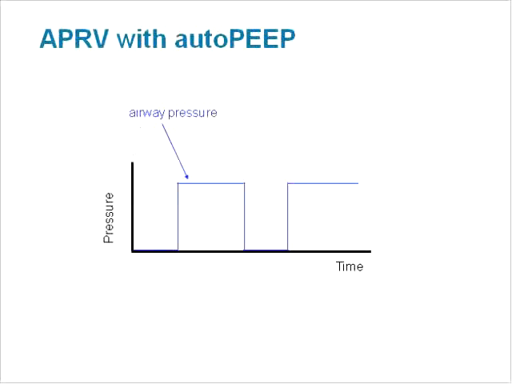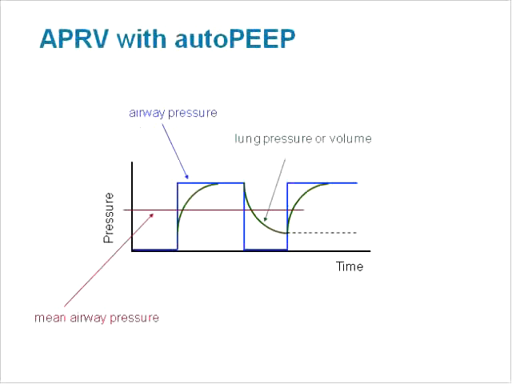Now, this is something interesting. This slide and the next few show a graphic comparison of the short T-low zero PEEP method compared to the long T-low set PEEP approach. In other words, APRV versus BiPAP. This figure shows the APRV airway pressure waveform in blue. Mean airway pressure is indicated by the red line. The lung pressure or volume curve is shown in green.